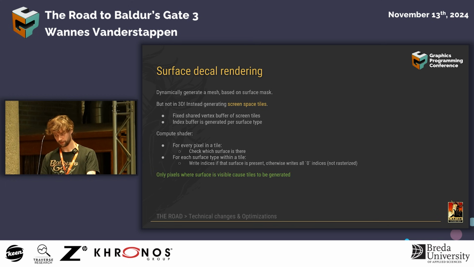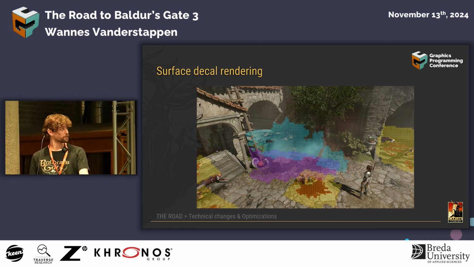And this gives us the nice benefit that only pixels where the surface is actually visible are causing these tiles to be generated, so it's automatically culled, you could say, when it's behind other objects. And this means that we don't even have to do the typical depth stencil test anymore for deferred decals. And it looks a bit like this.